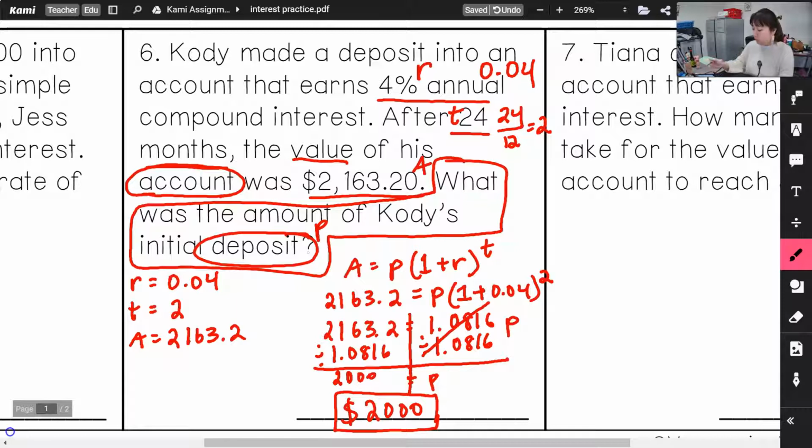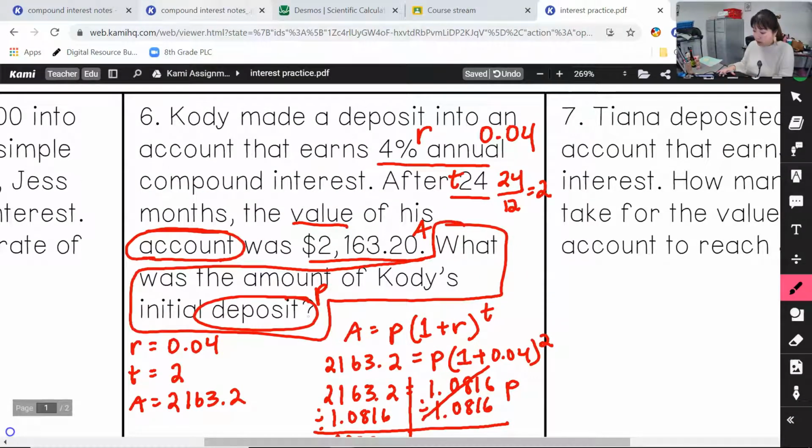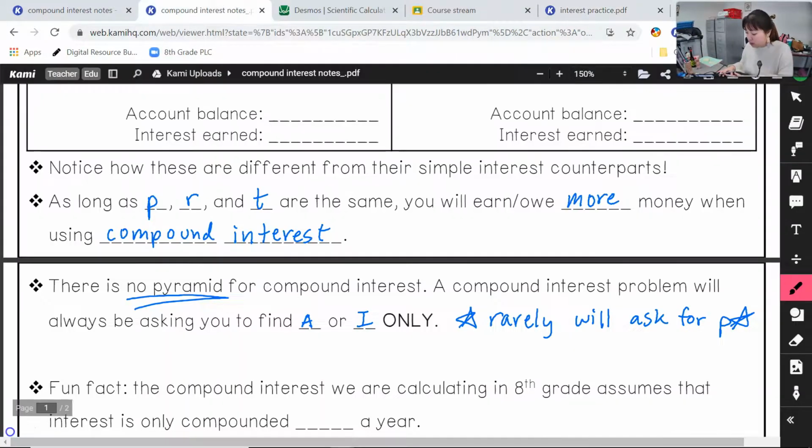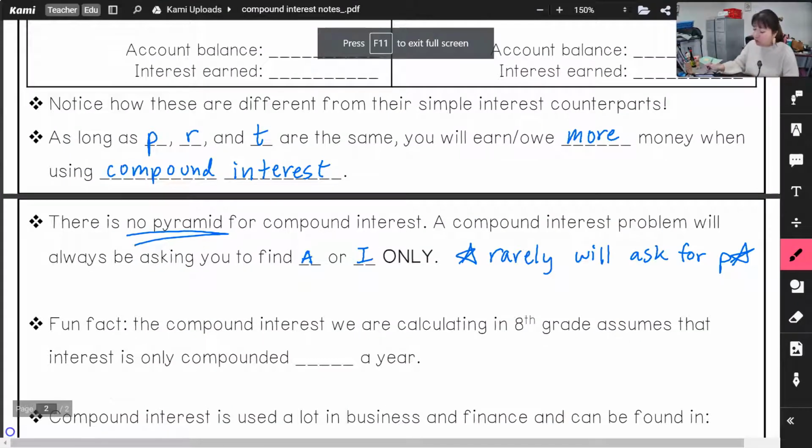Okay? So this is one of those rare problems where it's a compound interest problem, but they're asking us to find P. So like I said, which I did want to demonstrate for you, most compound interest problems will pretty much always be asking you to find A or I. That was a very rare instance. Hopefully now that you've seen it once, you kind of understand.